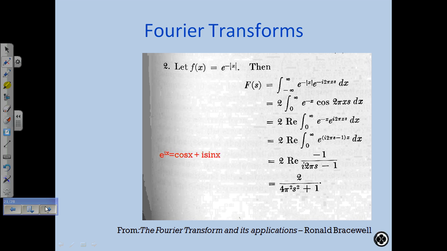So let f of x be e to the minus absolute value of x. And then the Fourier transform, there's your function multiplied by that. And then they go through the math. So there are some mathematical tricks that you need to be really comfortable with.